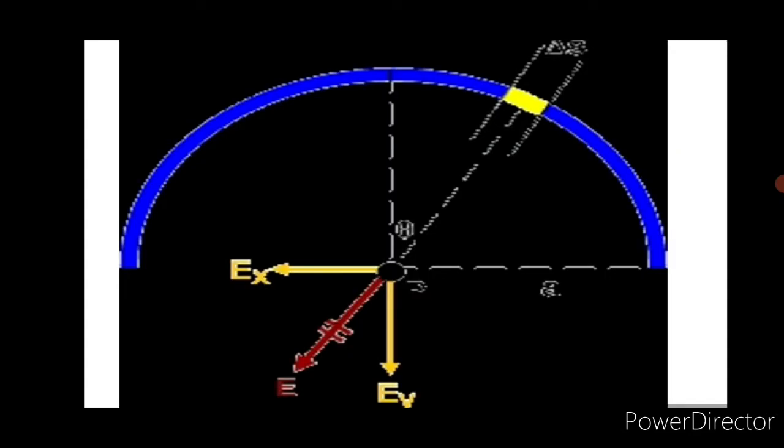And now if it is a semicircular ring, you have to first consider a quarter circular ring in which you have Ex and Ey at the ends, and then E being the resultant of Ex and Ey. So all the derivation part we are going to see now.